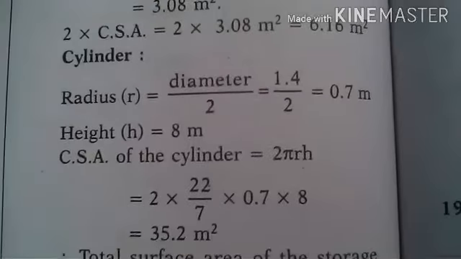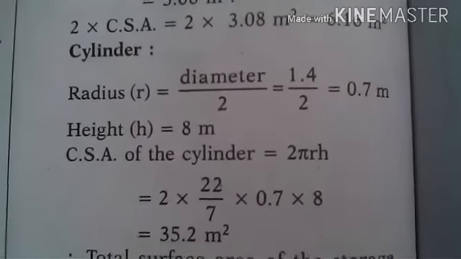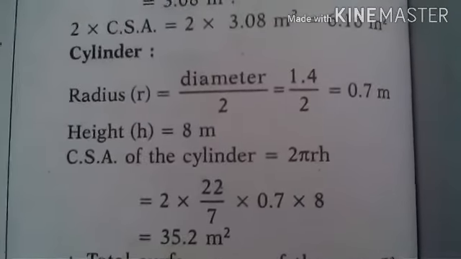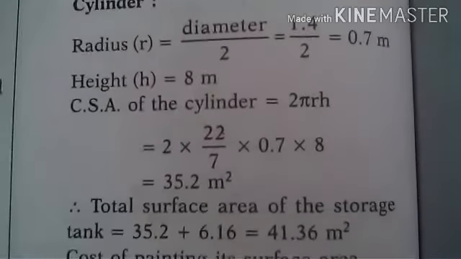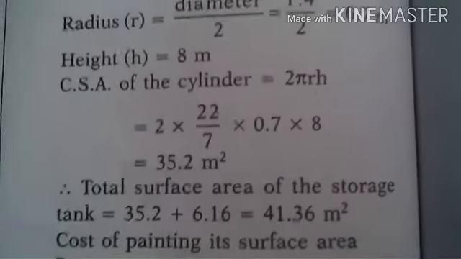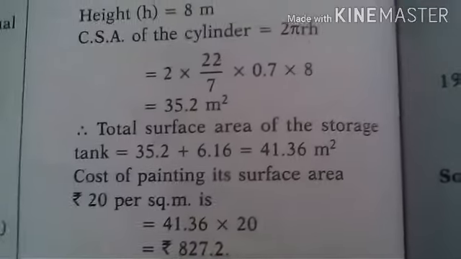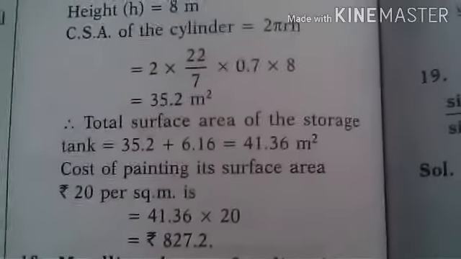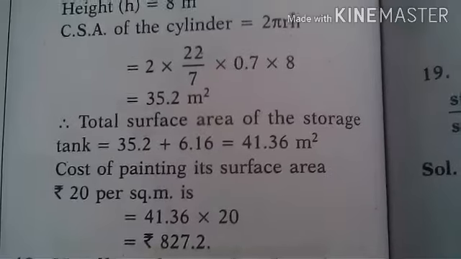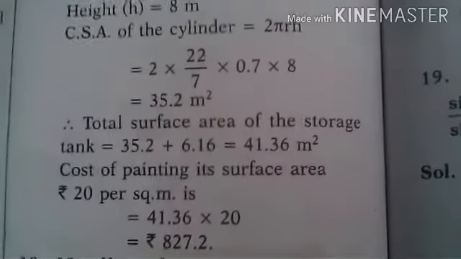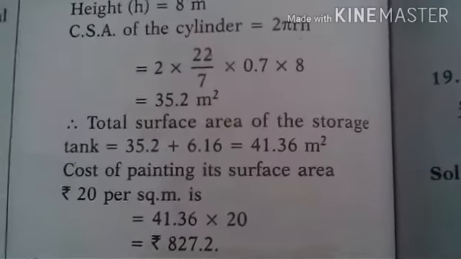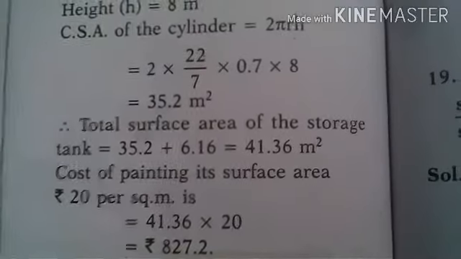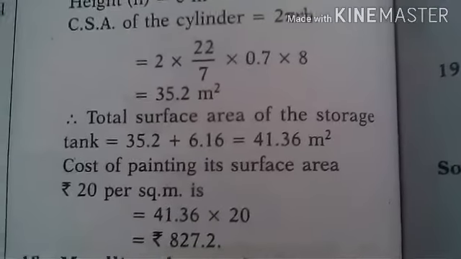CSA of cylinder. So diameter is 1.4, radius r is equal to 0.7. CSA of cylinder is equal to 2 pi r h. We will get the value 35.2 meter square. Therefore, total surface area of the storage tank is equal to 35.2 plus 6.16 is equal to 41.36 meter square.